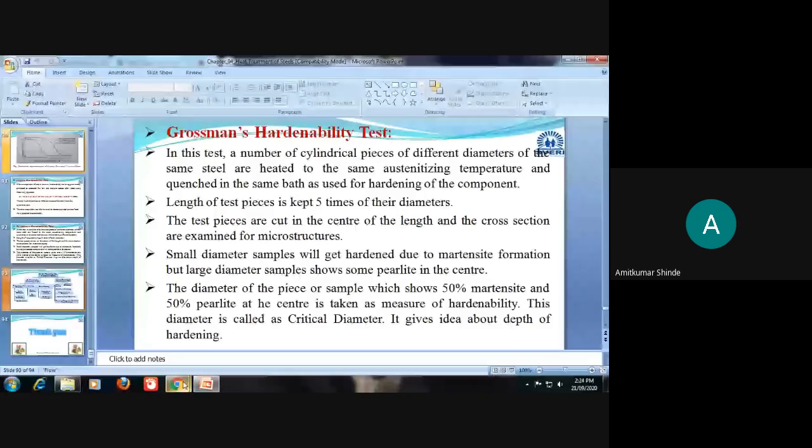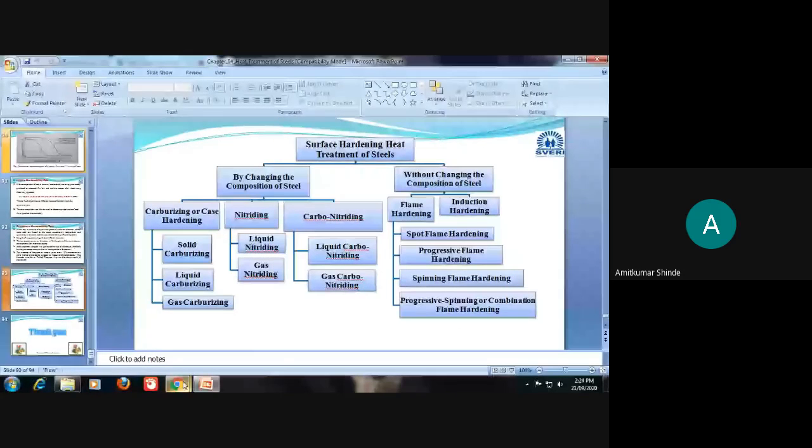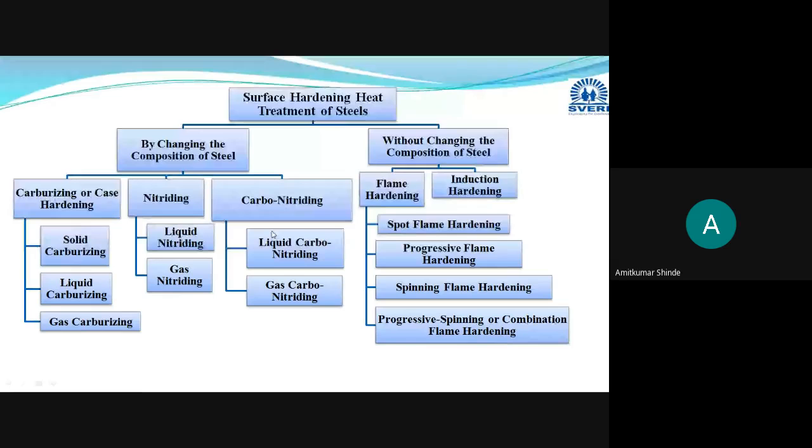One more slide I have added here. This slide is just a summary of the surface hardening heat treatment processes which we have discussed, and that is, by changing the composition of steel: carburizing, nitriding, and carbonitriding, and their subtypes. Carburizing is classified as solid, liquid, and gas carburizing. Nitriding is classified as liquid nitriding and gas nitriding. And carbonitriding, depending on the medium used, is classified as liquid and gas carbonitriding.